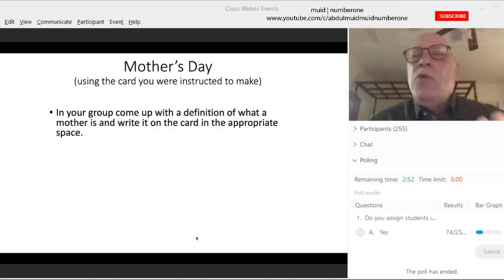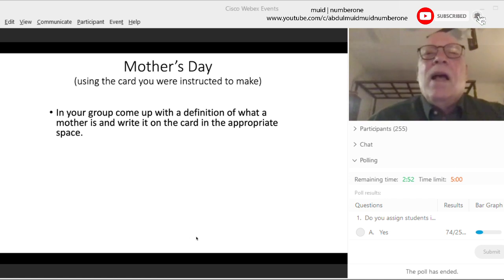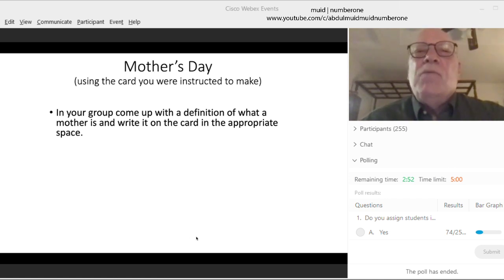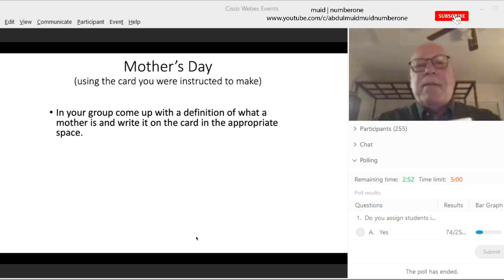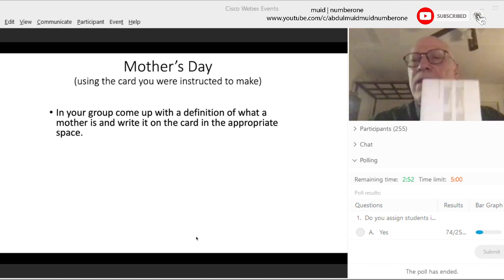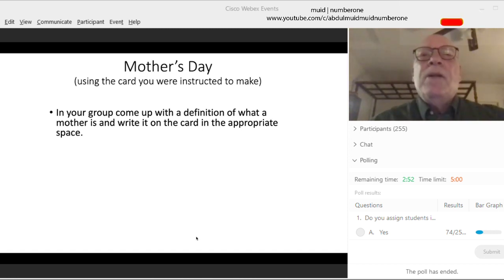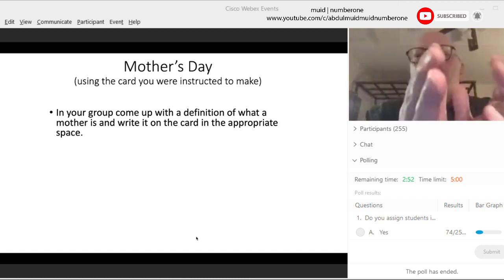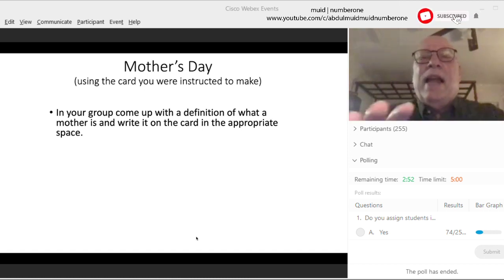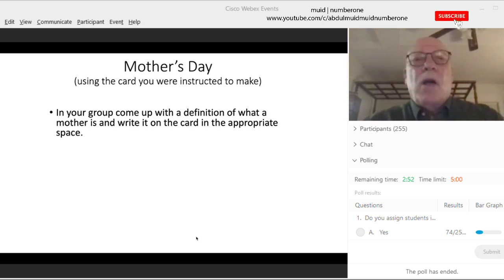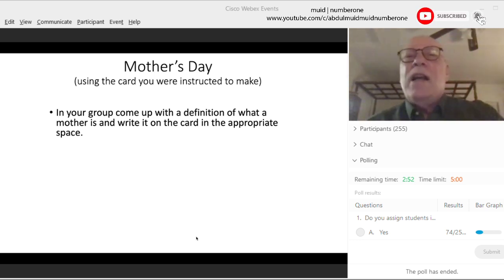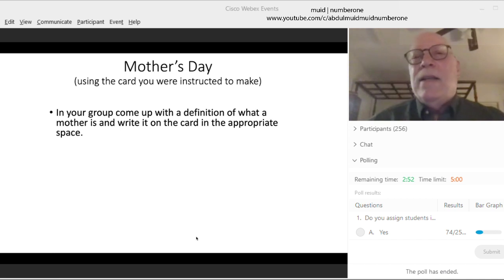I asked them in their group, this is a group project, to come up with a definition of what a mother is and write it on the card in the appropriate space. For them, that would be on the front of the card. So they write on the front of the card. After the group comes up with the definition, each one is doing their own card. Each member of the group, on their own individual card, would write a definition of what a mother is.